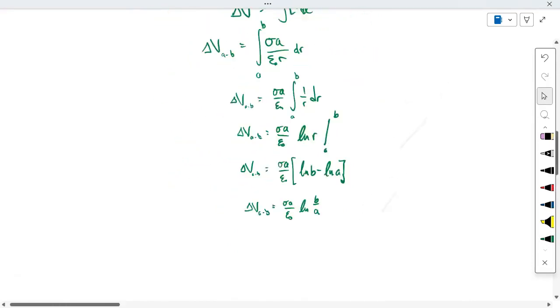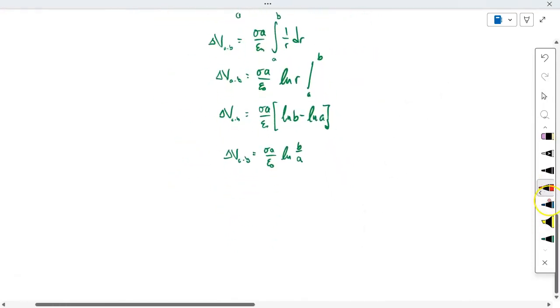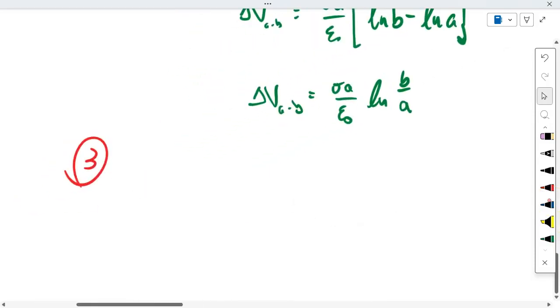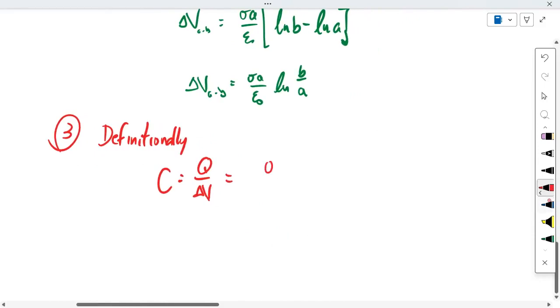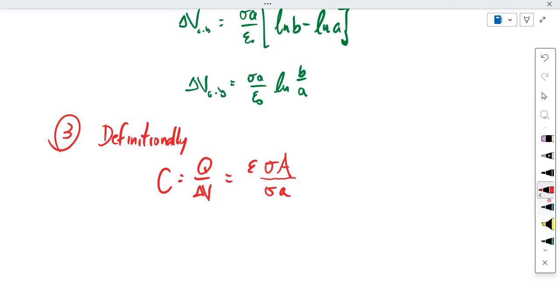Okay, yes, we found that because right now we can use the definition. Definitionally, capacitance is charge stored per unit delta V. And the charge stored for us is sigma times the area of that inner conductor, over sigma A over epsilon naught ln B over A. Good. Sigma doesn't matter, it better not.